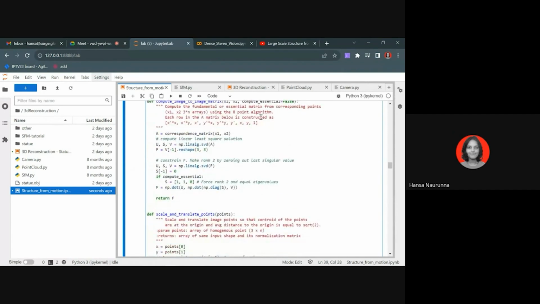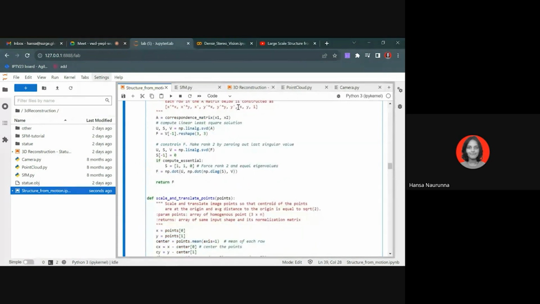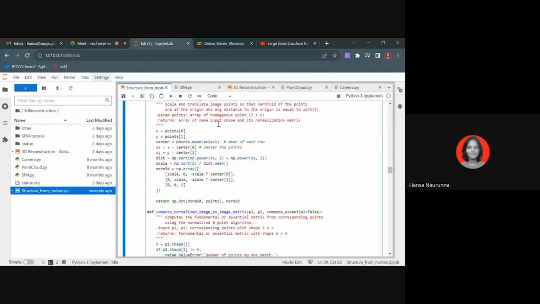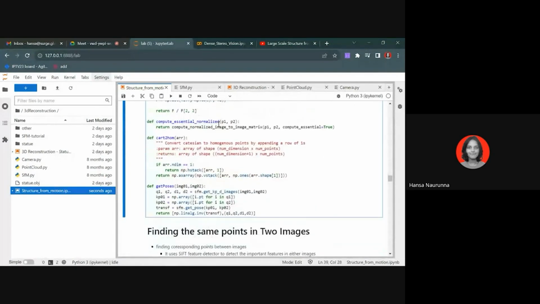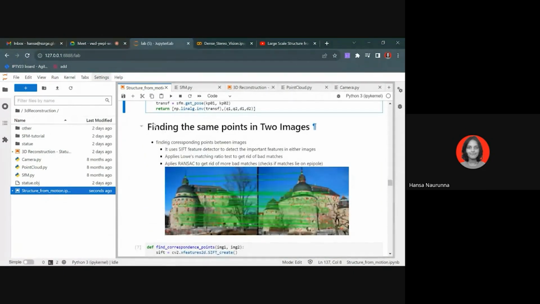And then we have the correspondence matrix, compute image to image matrix. So this is using the 8-point algorithm to actually calculate the essential matrix, where we're taking 8 points, and from those 8 points we can compute the epipolar lines and come up with the essential matrix over here. So we're doing all the calculations in homogeneous coordinates. So we have this other utility function to convert between Cartesian and homogeneous. Okay, so first thing, right?